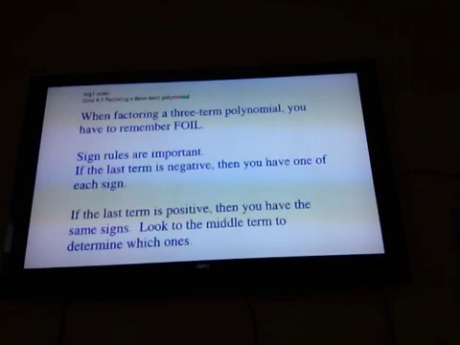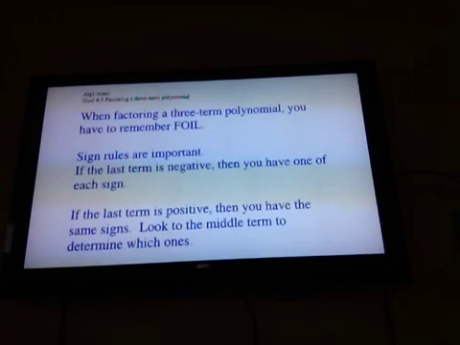I talked about how FOIL, when we did it last goal, wasn't super important then, but it's more important now, the concept of what FOIL means. So that's the method I'm going to use to factor our trinomials. Our sign rules are really, really important. If you don't know the sign rules, you're not going to get these things to work.